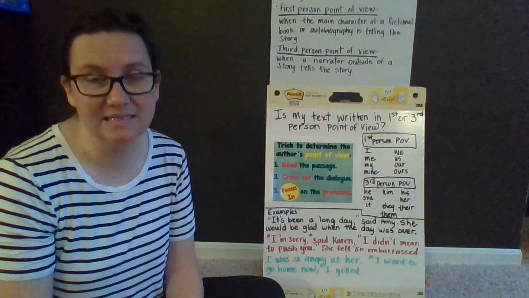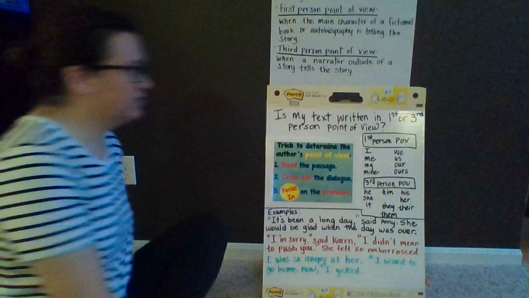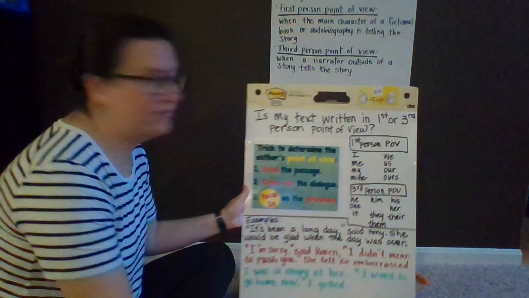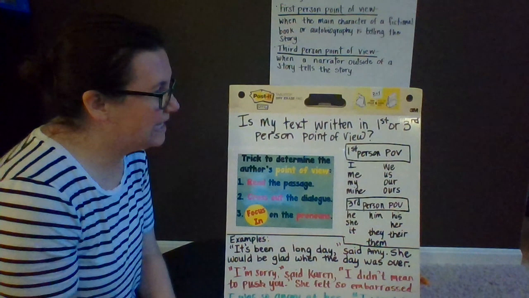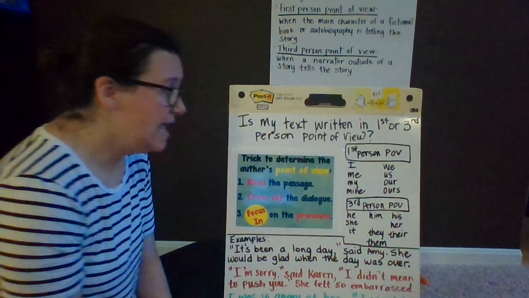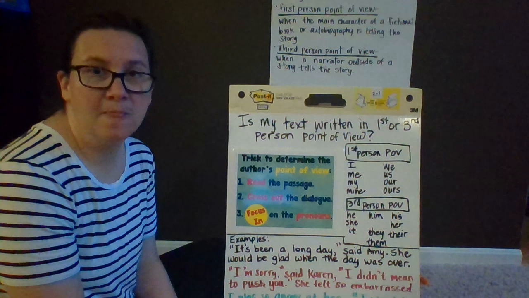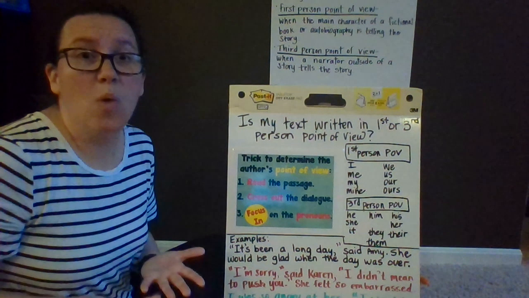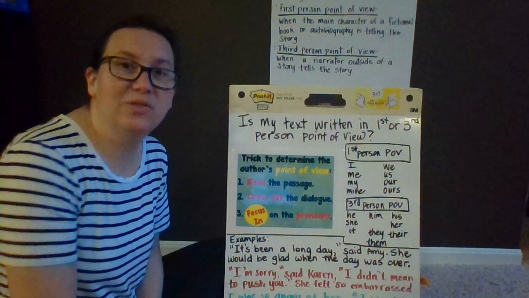So if we have a short piece, this is what I do. I first ask myself, is this text written in first or third person point of view? I know that first person point of view uses words like I, me, my, mine, we, us, our, and ours. And third person uses words like he, she, it, him, they, them, his, her, and their. But the problem becomes when we have all of those words in our text, what do we do? Well, there's a trick that we can use, and I want to go over that trick with you today.